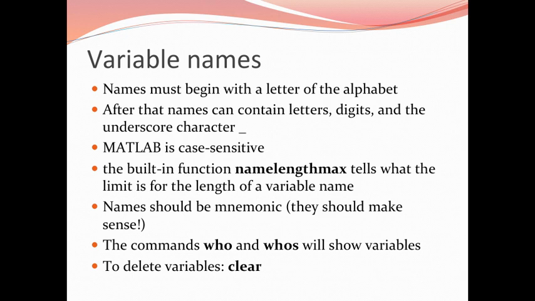There is a length limit, and the built-in function namelengthmax tells you what the limit is for the length of a variable name. It's really long though, you're not going to run into that. And variable names should be mnemonic, which means they should make some sense. If you're storing the radius of a circle in a variable, then you should call it something like radius and not x. So something that makes some sense.